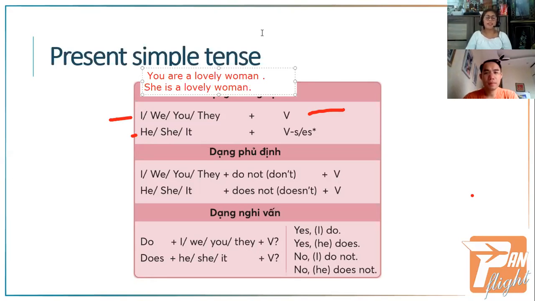As you can see this one, of course, always remember that you will always be with are. You are, we are, they are. Plural. I know you understand this, right? Okay, so let's move to next.